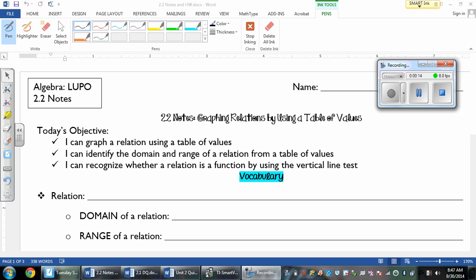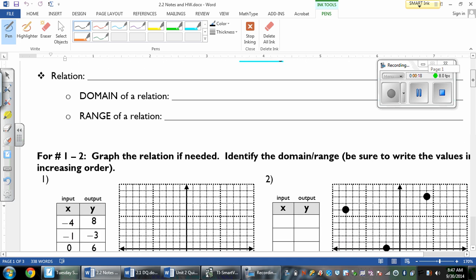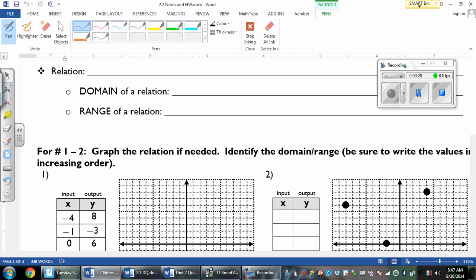Alright, so today what we're going to do is learn how to graph a line, but before we do that we have to start with some vocabulary. So what does it mean to be a relation? A relation is just a pairing of input values, and input values are going to be the x values, and y values and output values.